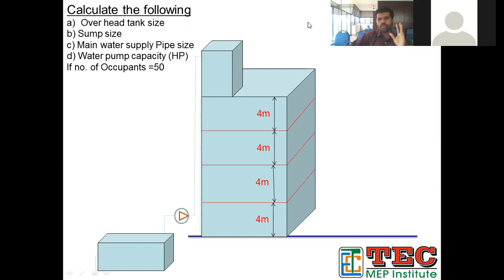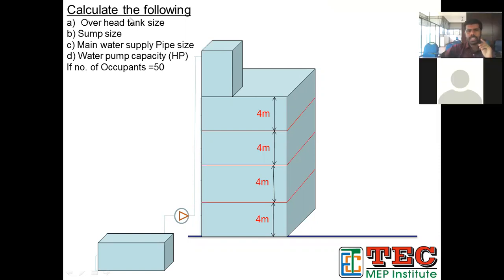And what we have to do is find the overhead tank size. We have to know what the tank size is. We have to find the sump size, the underground tank size, you have to know. Yeah, we have to find out. Then the main water supply pipe size. So main water means this pipe.